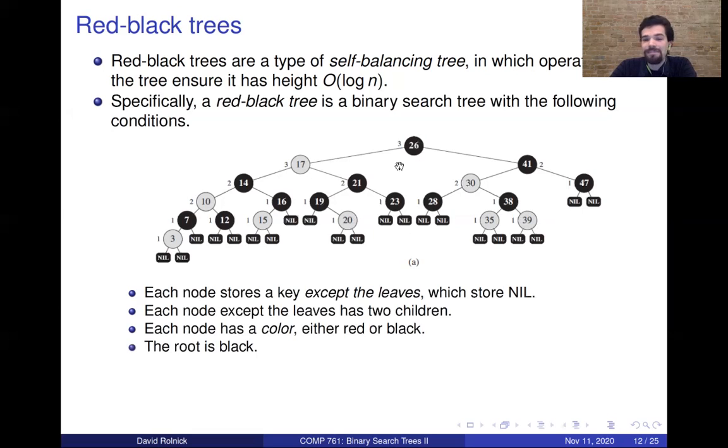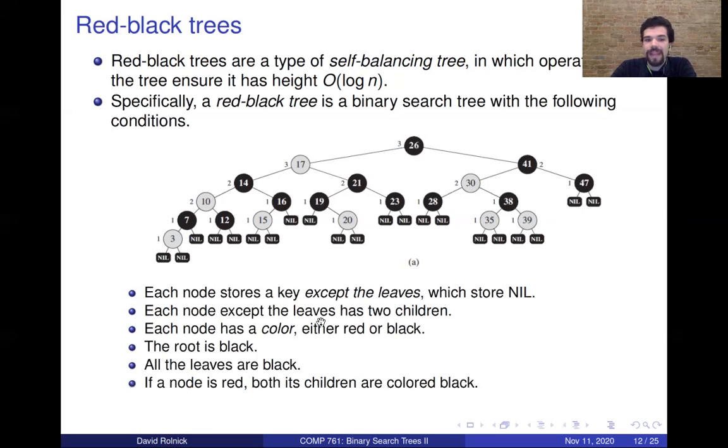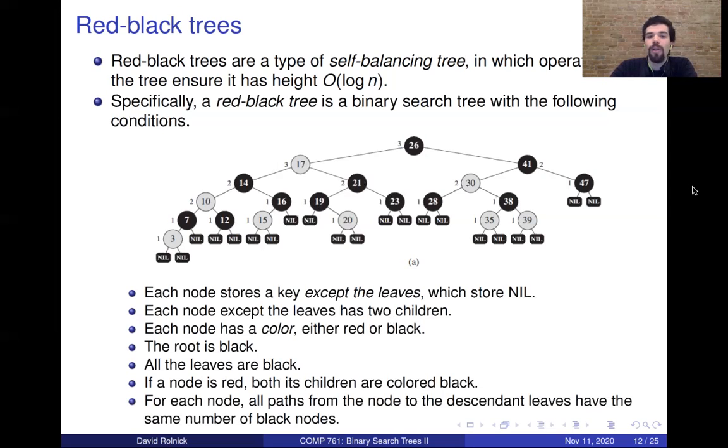The root is always black. All of the leaves, these things that contain nil, are black. And if a node is red, both its children are colored black. So here, red, two children colored black. Black, you could have red or black children. So here's a black node with two children colored black, and here's a black node with one child colored black and one child colored red. It doesn't matter. For each node, all the paths from that node to the descendant leaves have the same number of black nodes.